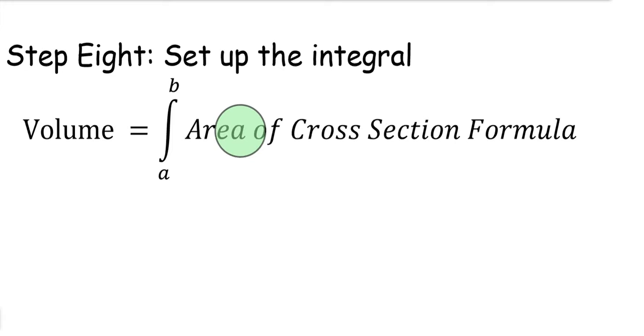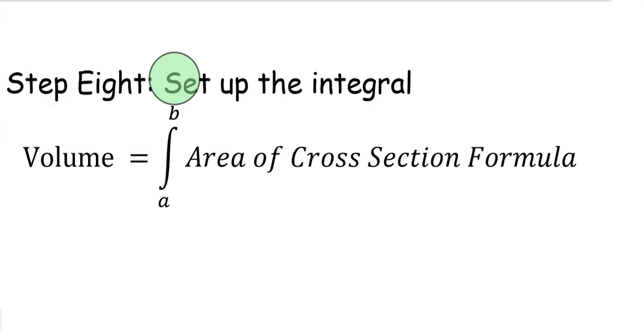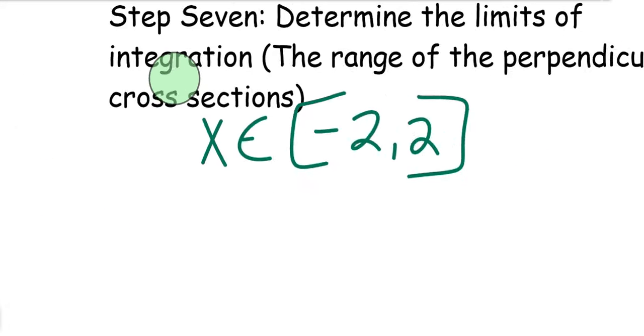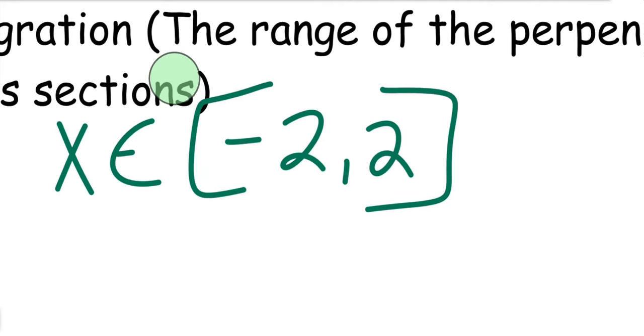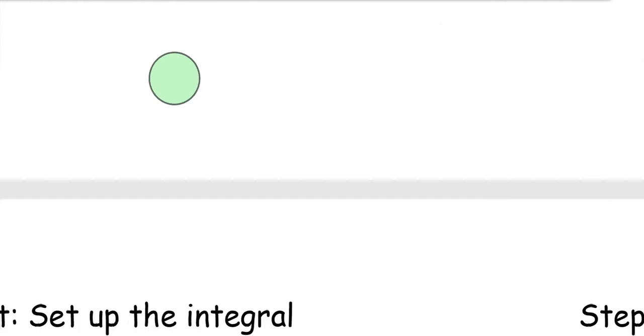All right, that leads us to step 8, which is to set up your integral. Where volume comes into play. So when you integrate area on an interval, you get volume. And what's your a and b? Well, a and b is nothing more than your range. Okay, so this is your a value, and this is your b value. Your left and right ranges of your cross sections.